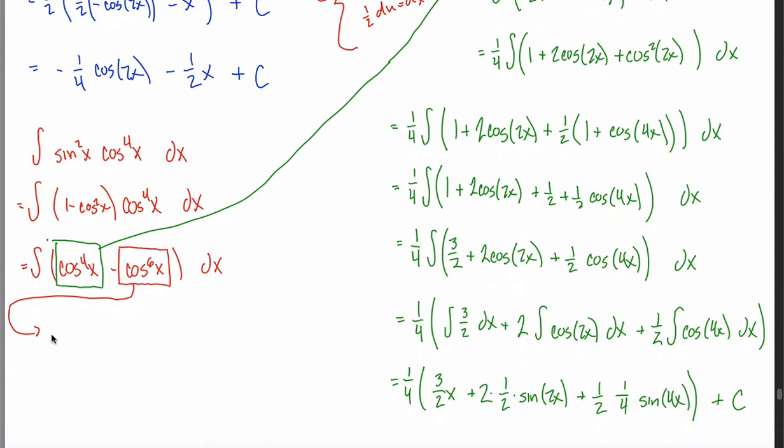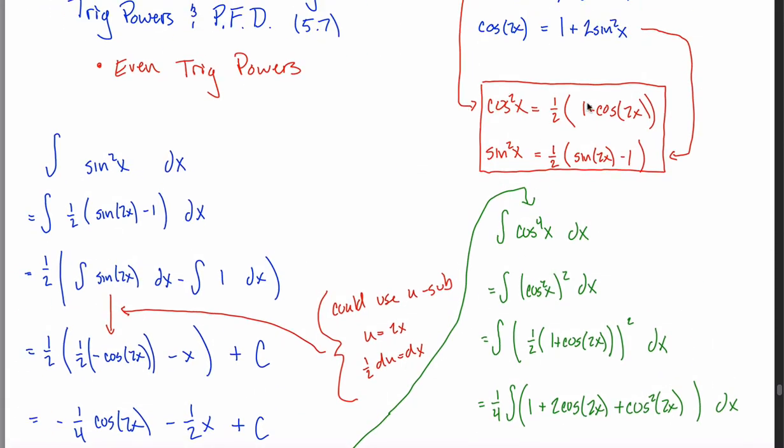Cosine to the 6th x, we can think about as cosine squared cubed. When you have exponents raised up to exponents, you multiply together the two exponents, and 2 times 3 gives me this 6. But note that I want the 2 to be down here in the parentheses because cosine squared x is something that I have a formula for.